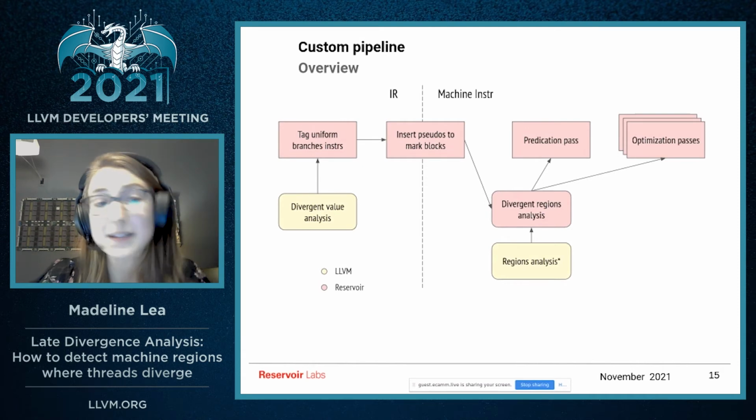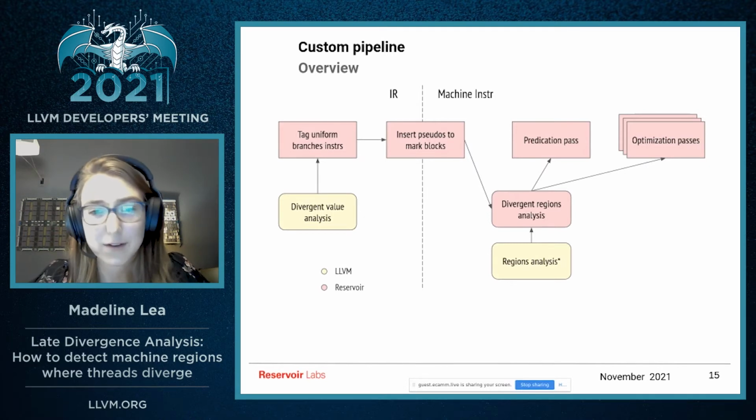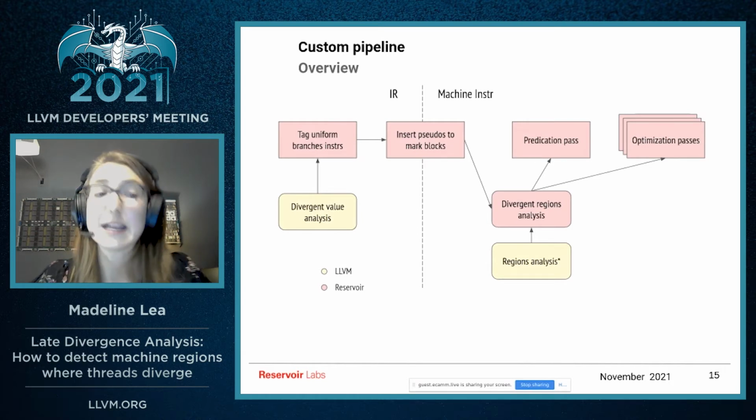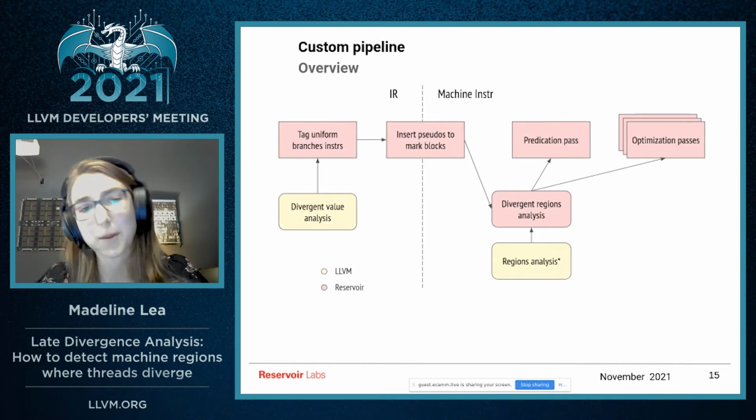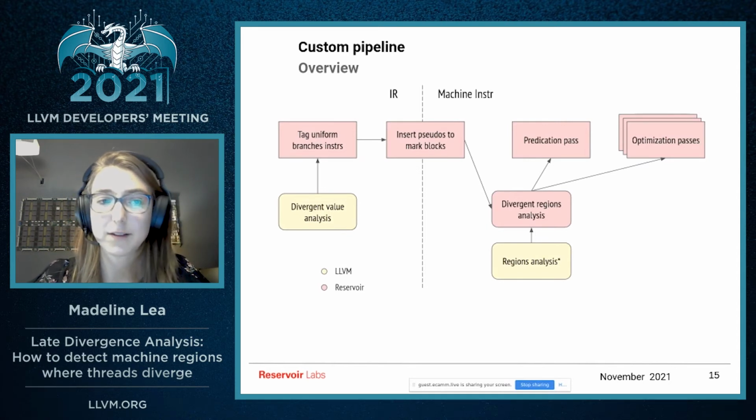Now, LLVM has a concept of regions already, and that's something we draw on in our region analysis. I'll go into more details about that in a further slide. But the output of our divergent region analysis is a nested region hierarchy with divergent, uniform, and other properties attached to them. And that's something that can be picked up by our predication algorithm and other optimization passes.